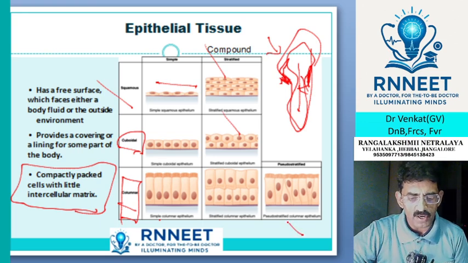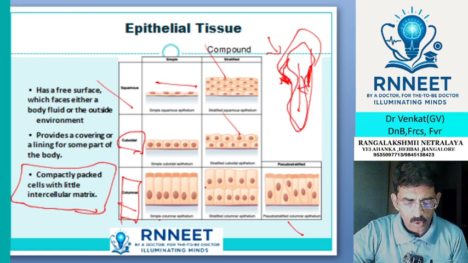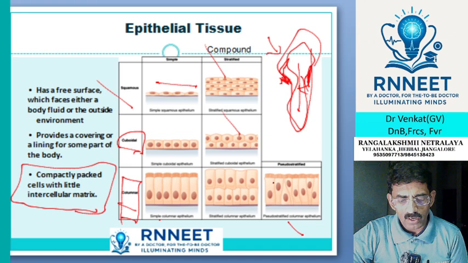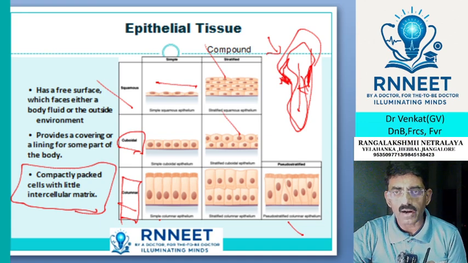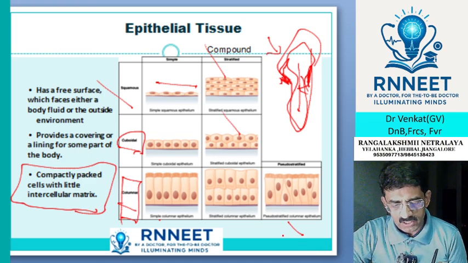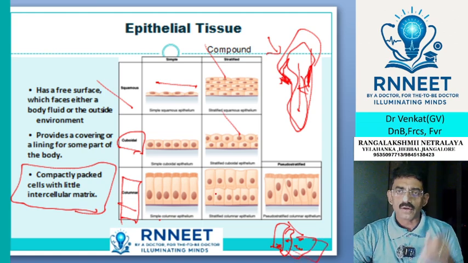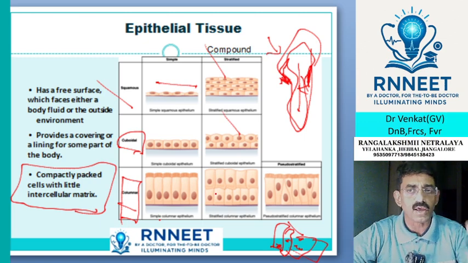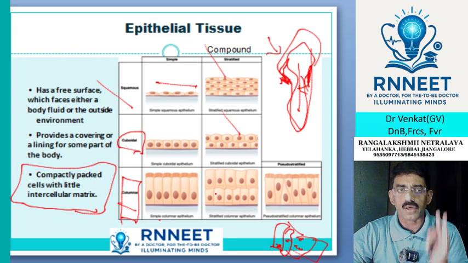In pseudo-stratified, they are not two layers, whereas they are just one single layer, but the cells are such that some of them are large, some of them are at a different level. So you will see that some of these cells are a little bit bigger and some of them are a little smaller, and the nucleus is present at different levels. So each is a single cell but at different levels. That's why it is called pseudo-stratified, because it looks as though they are multiple layers, but they are only a single layer.